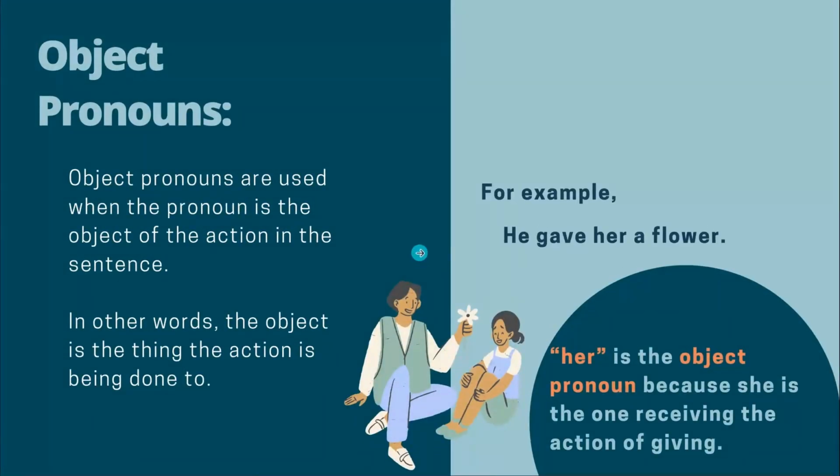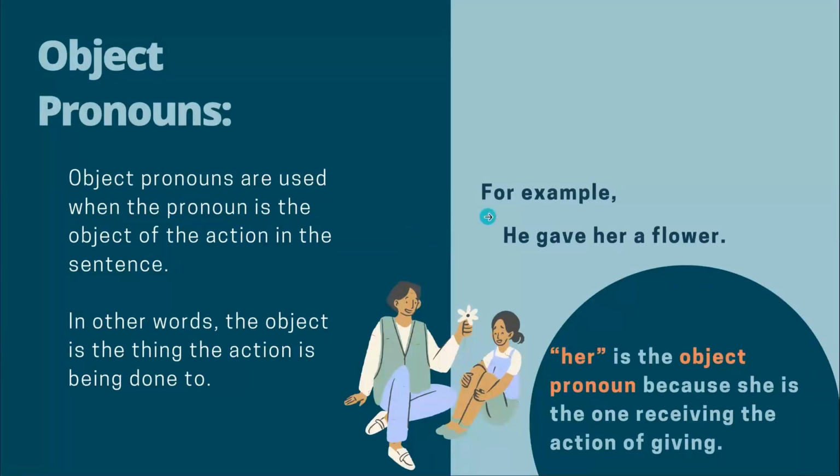So now we're going to talk about object pronouns. Object pronouns are used when the pronoun is the object of the action in the sentence. In other words, the object is the thing the action is being done to.